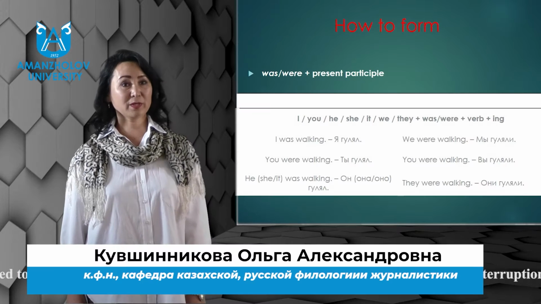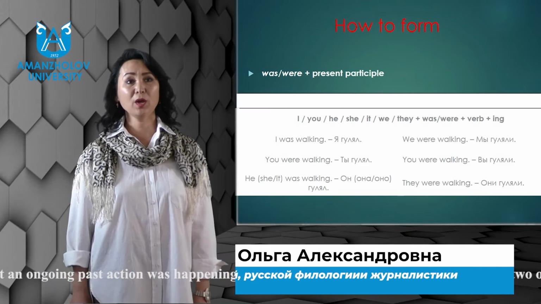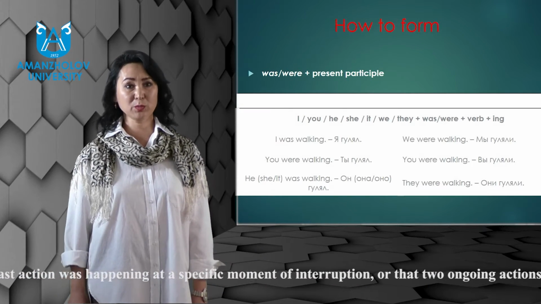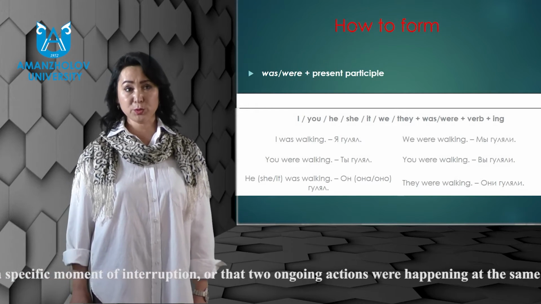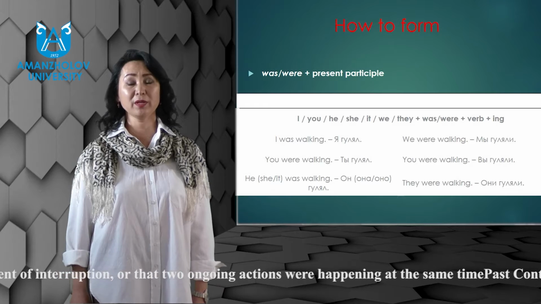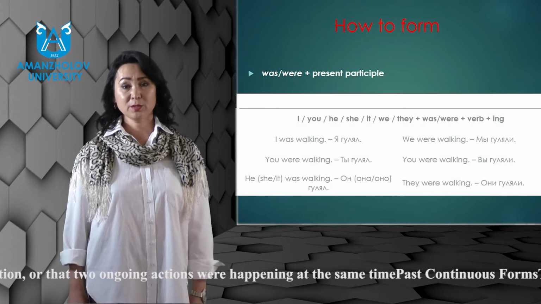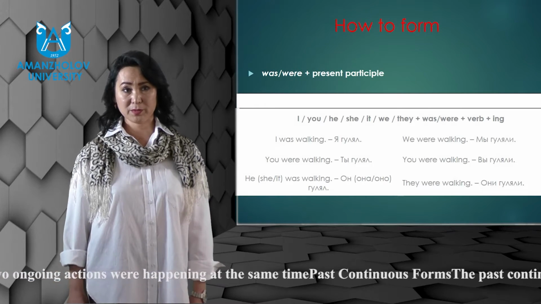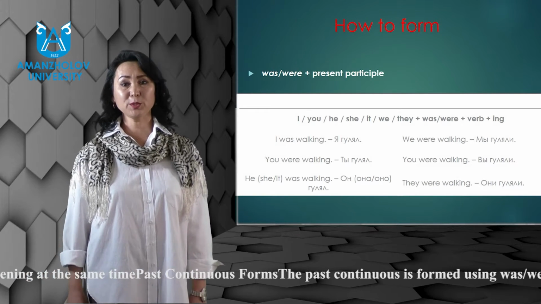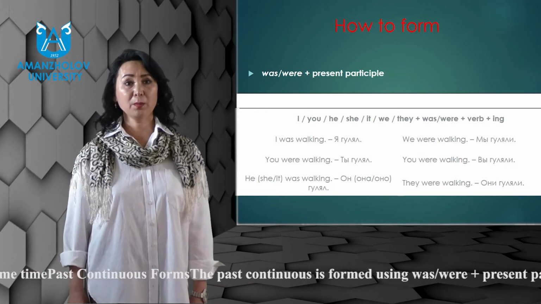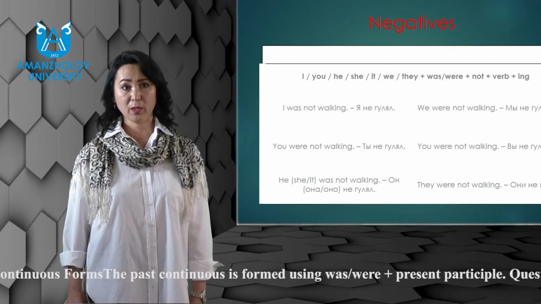It's a verb tense which is used to show that an ongoing past action was happening at a specific moment of interruption, or that two ongoing actions were happening at the same time. So, past continuous forms. How to form past continuous? It's formed using was and were plus present participle.